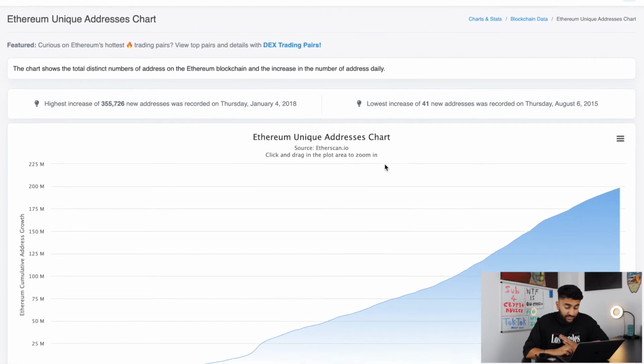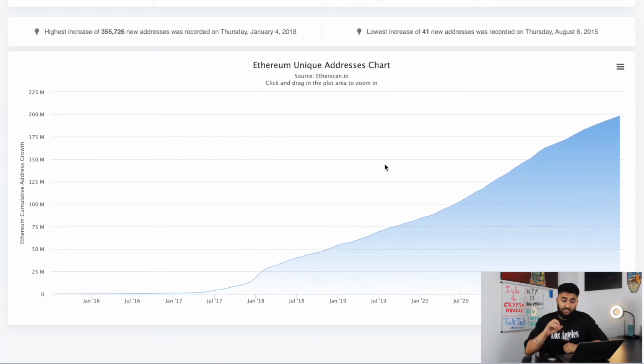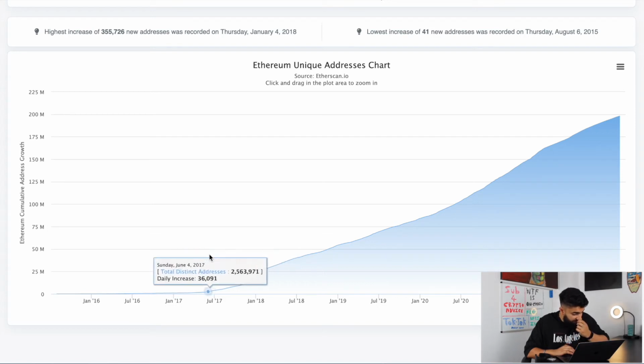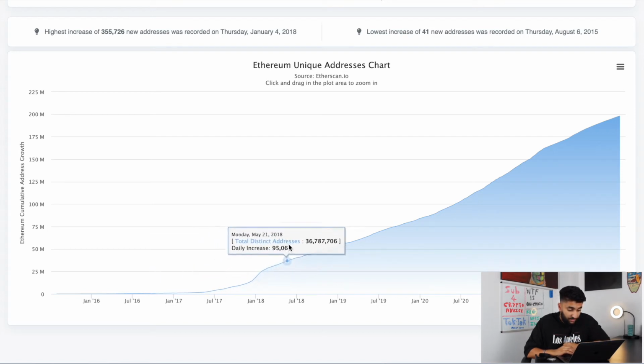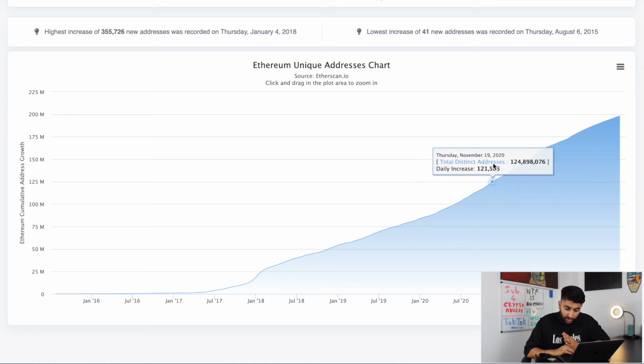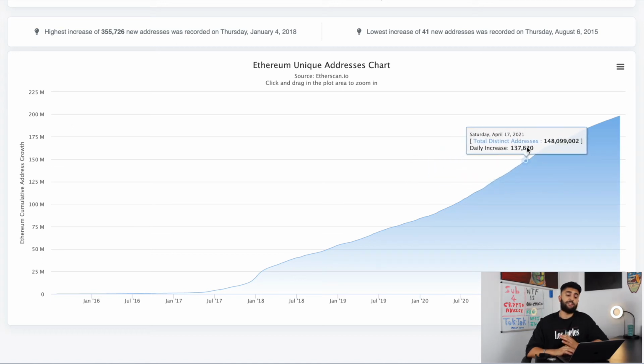Now the unique addresses chart is very useful to seeing how fast the network is growing. So when we're looking at Ethereum, you can see here that we've grown quite a lot since the last bull run. If we look around this area, 2018, we have just been on this monumental growth over the past couple of years, and it really stepped up around the 2020 to 2021 period.